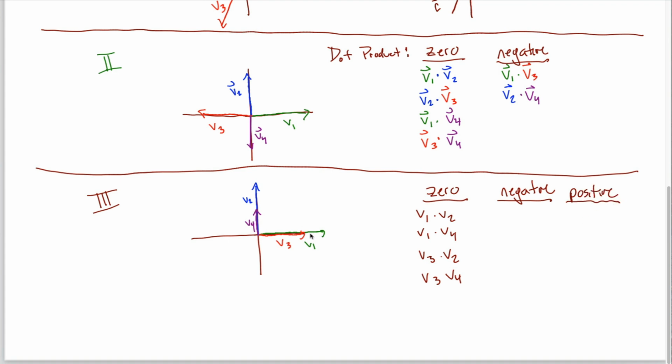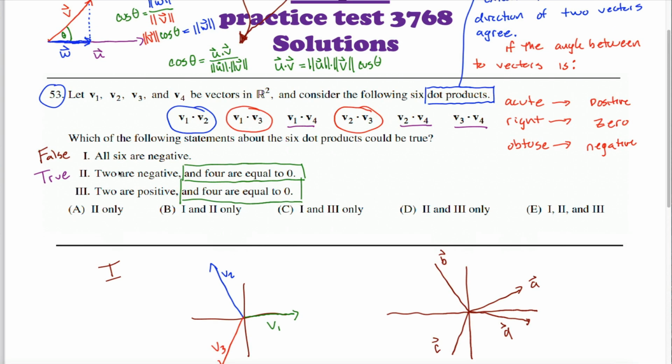v1 and v3, the angle between them is 0. 0 is acute, I think. But whatever, they point in the same direction, so their dot product is positive. Similarly, v2 and v4 point in the same direction, so their dot product is positive. This picture would satisfy this criteria, so we see that statement 3 certainly could be true. Looks like the answer to the question is D, 2 and 3 only.